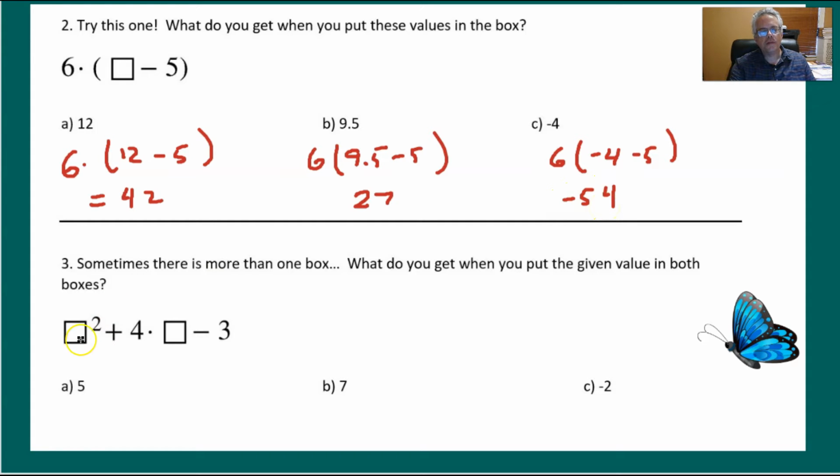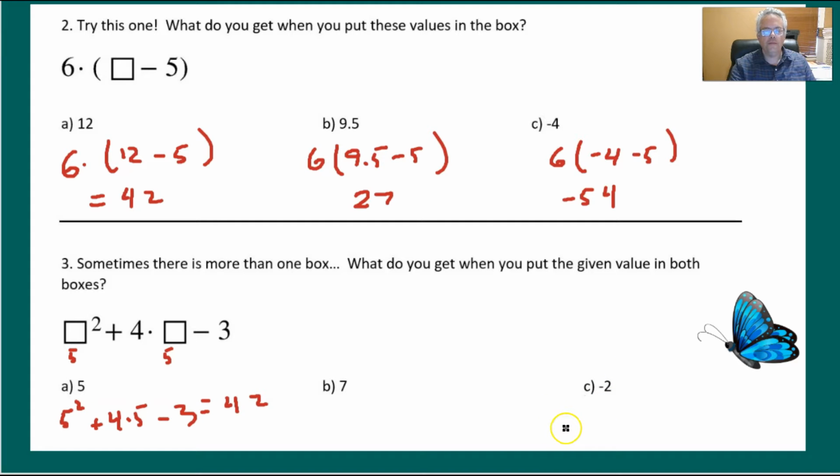We could have expressions where we put the number in more than once. Wherever we have a box, we're going to substitute our number. So if we put 5 into this, we would have 5 squared plus 4 times 5 minus 3. We put a 5 in both boxes. Okay, well, that'd be 25 plus 20 is 45 minus 3. It's 42.